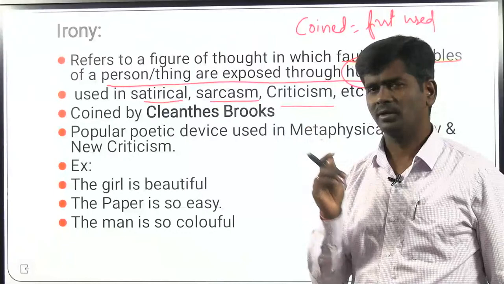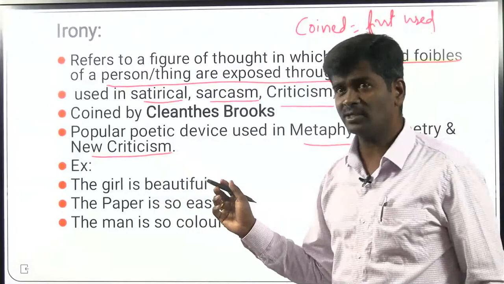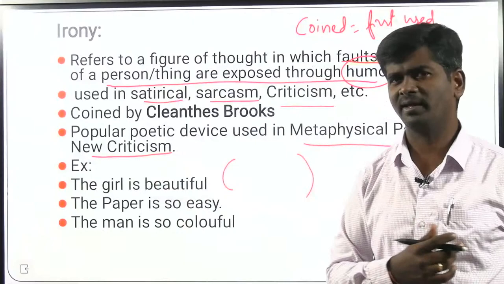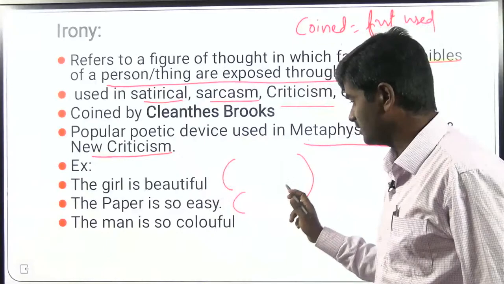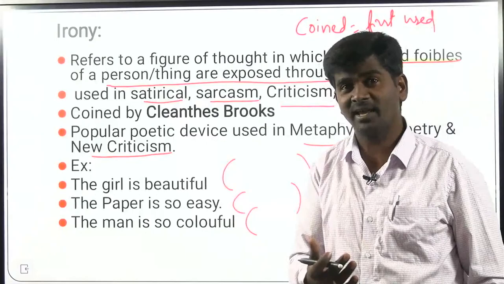Next, it is a popular poetic device used in metaphysical poetry and neocriticism. Very, very important this is. Example: the girl is beautiful, which means not intelligent. The girl is beautiful, but I cannot marry, which means you can understand. The paper is so easy, underlying meaning, not to write the exam. The man is so colorful, which means colorless. People say it, and exactly you can find the opposite in meaning.